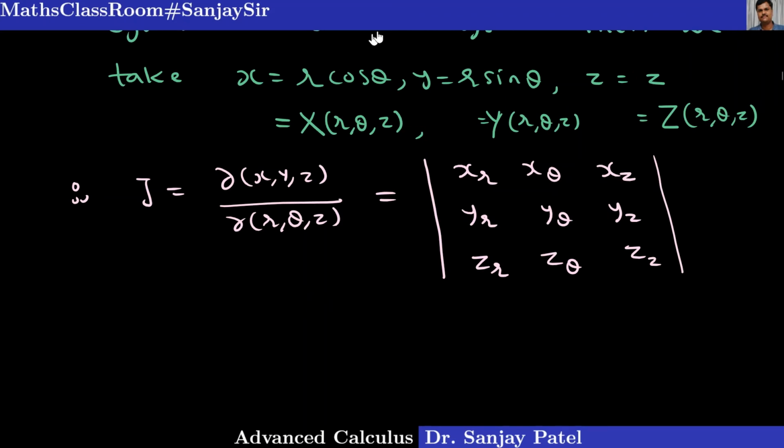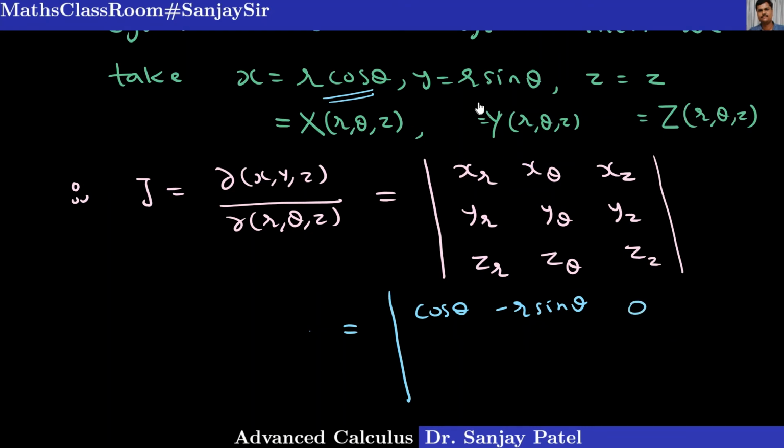First, x r means derivative of x with respect to r. So x is this function, and cos theta is constant, so it is simply cos theta. Derivative of r is 1. X theta, derivative of this function with respect to theta, is r into minus sine theta, so minus r sine theta. And derivative of x with respect to z: there is no z, so these are all constant, so this derivative is 0.